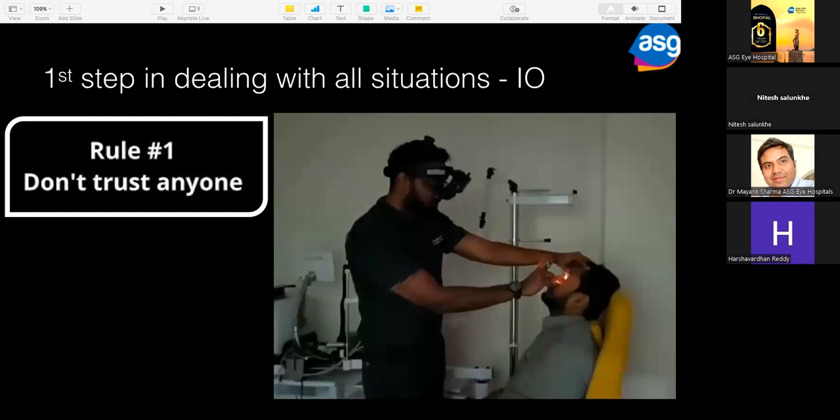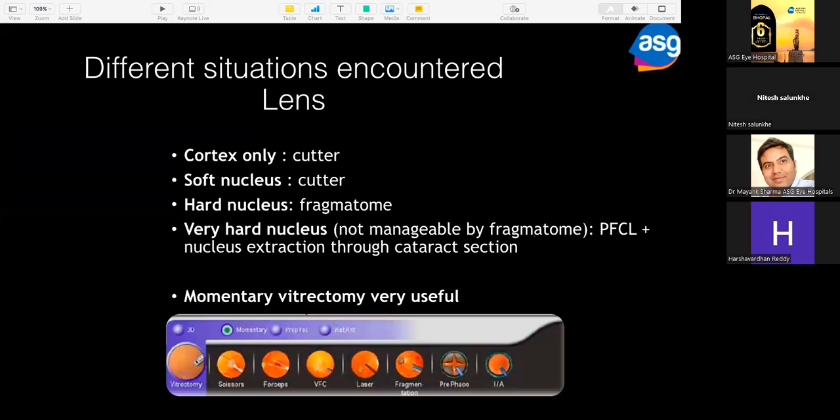So the first step is always a good pre-op evaluation. Always do the IO thoroughly yourself. Do not trust your anterior segment colleagues, because a lot of times they'll say, hey, a small piece has gone down. But once you go inside, you find out that it's almost the entire nucleus. So don't trust anyone. Always do a thorough pre-op evaluation yourself.